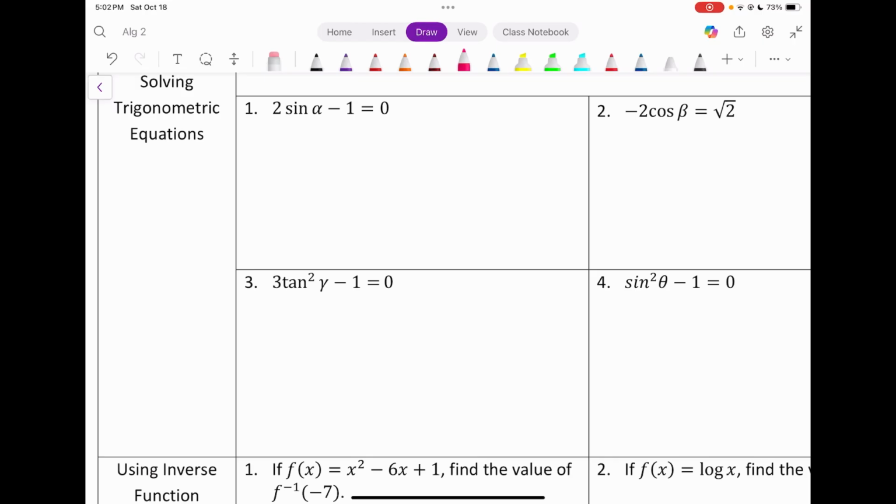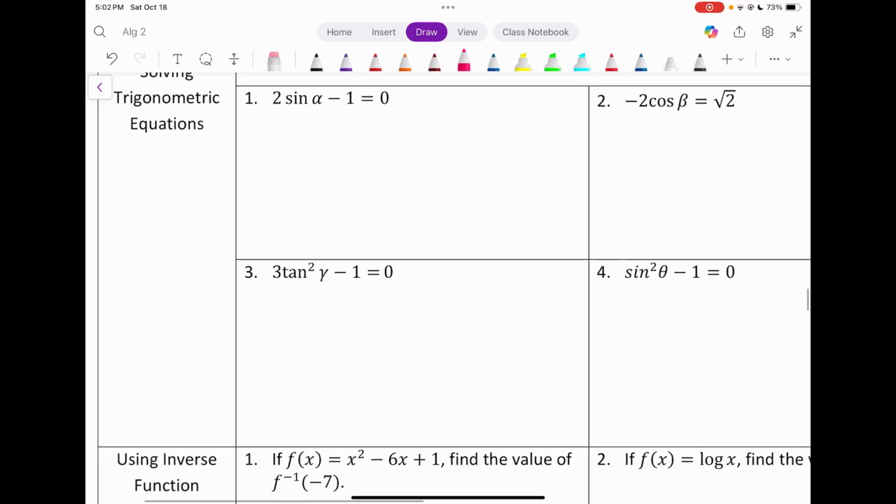Okay, these trig equations are going to give us a little bit of extra practice on our common trig values. So the first thing I do with these equations, as with any equations, is I'm going to clean it up. So move the 1 over, that's going to be 2 sine alpha equals 1. Move the 2 over by dividing. So we have the sine of alpha equals 1/2.